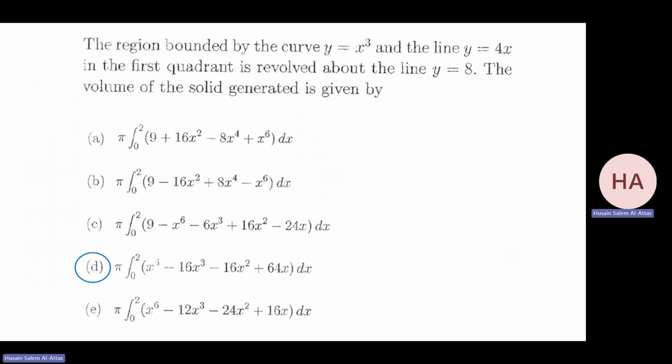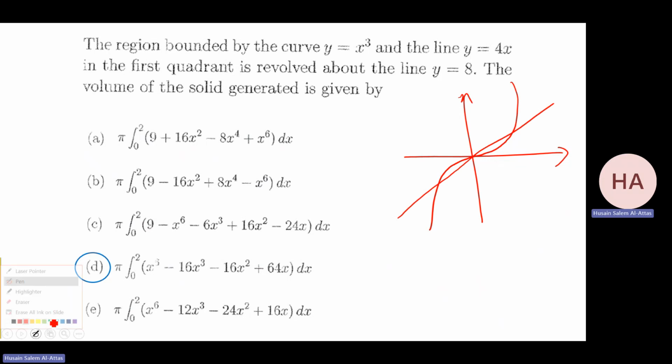Okay. The region bounded by the curve y equals x cubed and the line y equals 4x, find the volume. What will happen here? We have the region. I have y equals x cubed, y equals 4x in the first quadrant. Let's make it in the first quadrant. Very clear. I'm talking about this. This is not included. This is not what I'm looking at.